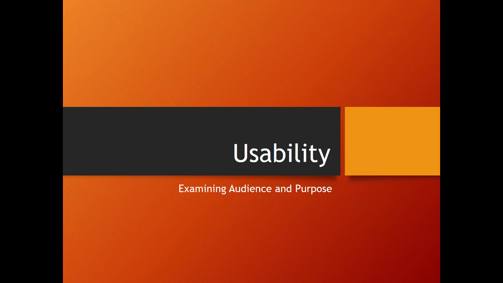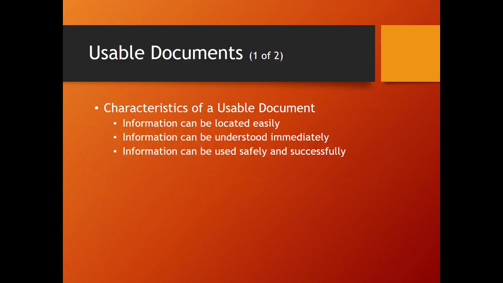Usability, examining audience and purpose. If you think about usable documents, there are several characteristics of a usable document. The first is that the information can be located easily, information can be understood immediately, and information can be used safely and successfully. So in other words, when we create documents, we want to think of the end user and not ourselves.